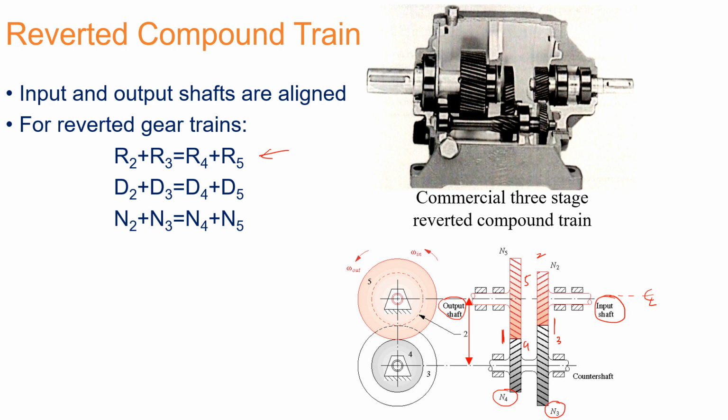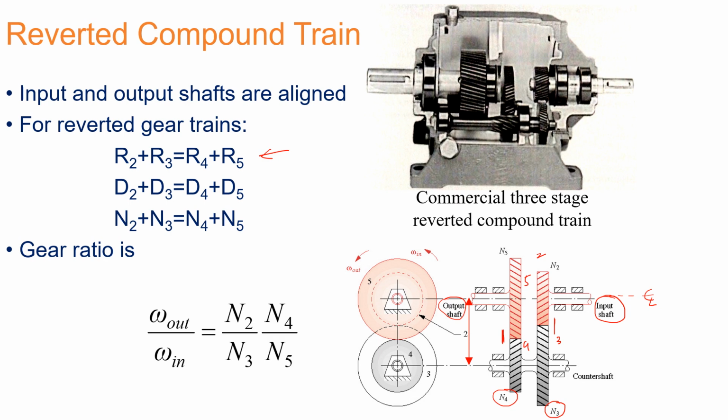So this is going to be a constraint added in the design process in addition to the previous exercises. All the remaining procedure is going to remain intact, and you just need to add this one more constraint equation in the mix. So now the gear ratio is structured in this expression: omega out over omega in is equal to N2 over N3, which is one side, and N4 over N5, which is the second stage.